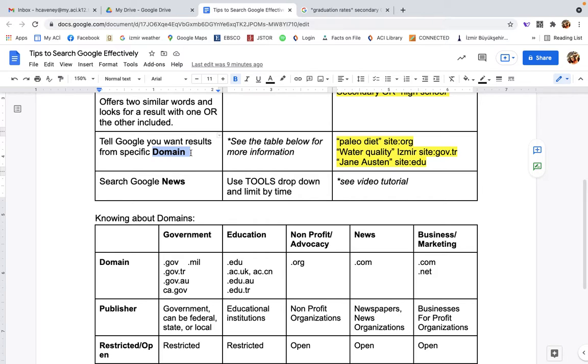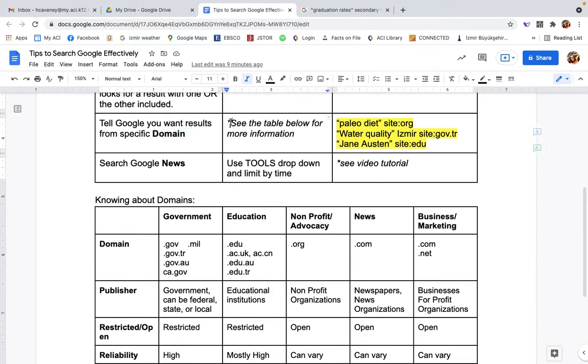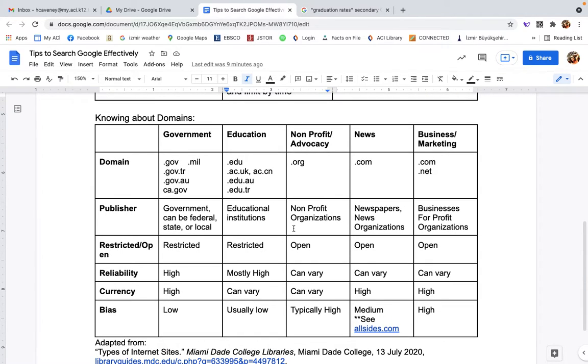I'm going to provide some examples in a moment, but that's going to refer you to see this table at the bottom. What I want you to pause and look at is this. We have the type of domain, and here we have government ones are .gov, .mil, education, .edu, nonprofits, generally .orgs, .coms or .com, and .net can be business or news.